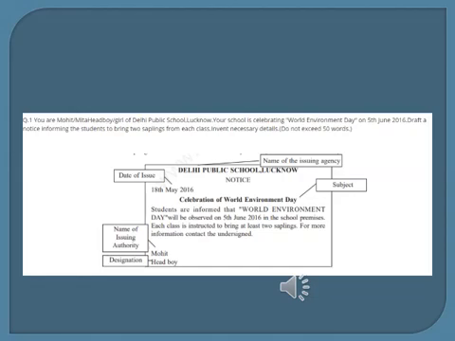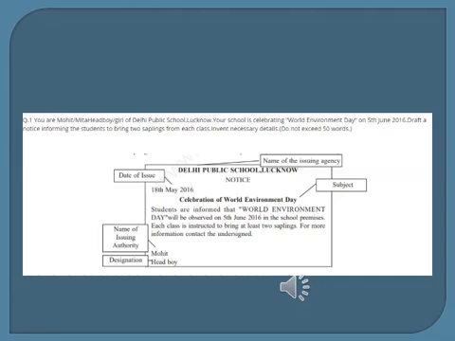So remember, you have to write in 50 words. The content has to be in 50 words. Now on the top, the name of the school, the name of the issuing agency, Delhi Public School, Lucknow. Then notice, and the date of issue, when the notice is issued, 18th May 2016. Celebration of World Environment Day, that is the subject, that is the heading. If you want, you can underline the heading.